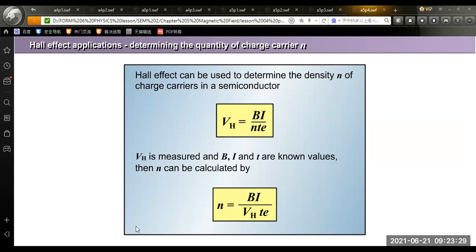So from here, the Hall effect can be used to determine the density of a charge carrier in a semiconductor. This means that VH is measured, and B, I and t are known values, then n can be calculated. So this means that we measure the number of electrons in the semiconductor by using n equals BI over VH te. Okay, so these are some examples of the Hall plate meter.